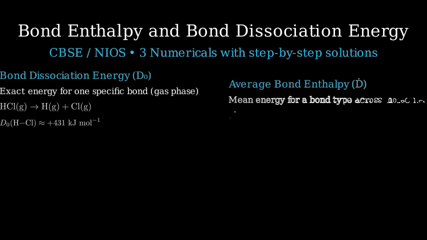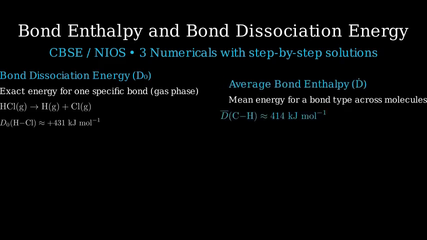First, definitions. Bond dissociation energy, D0, is the energy required to break one specific bond in 1 mole of gaseous molecules to separated gas phase atoms. For example, HCl gas going to H gas plus Cl gas. The enthalpy change equals D0.